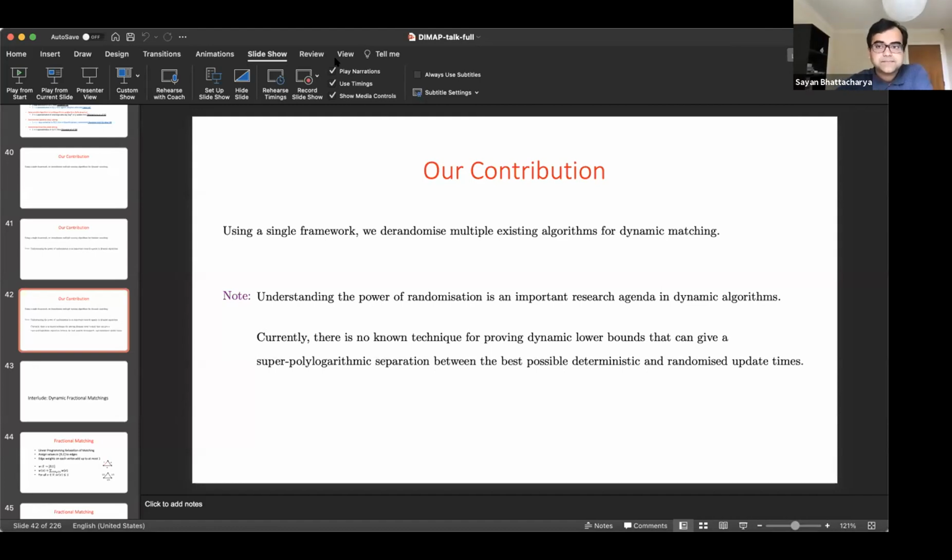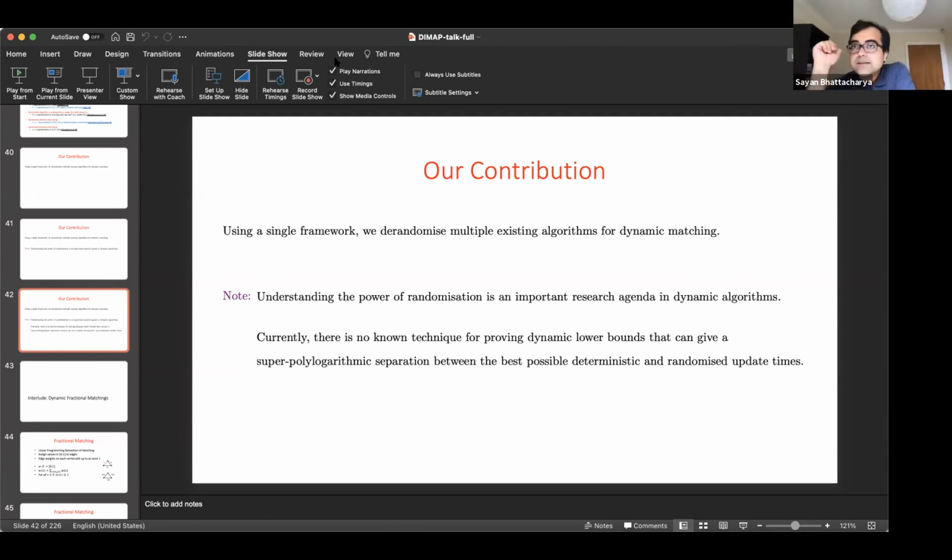Yes. So my question, when you said that there is no conditional separation, is this particular to the matching problem or a general situation? This is true in general for dynamic problems, because there are currently only two ways to prove dynamic lower bounds. One is unconditional, information theoretic lower bounds, using communication complexity, those kind of tools. But using them, we don't know how to prove super polylogarithmic lower bounds. It will be a huge result if anybody manages to do that.